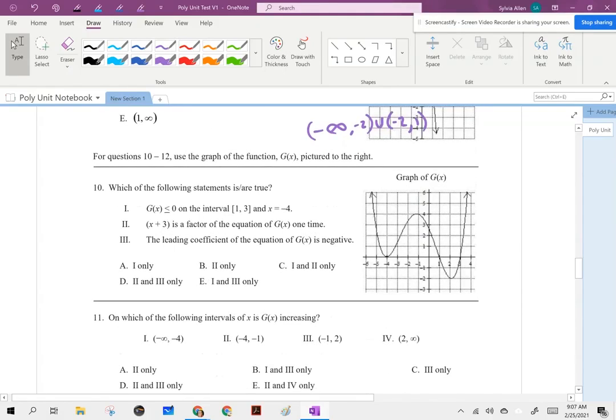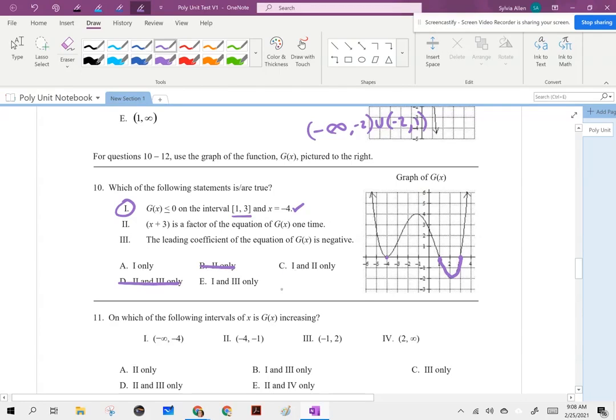All right, number 10, which of the following statements are true? Number 1, g of x is less than or equal to 0, which means it's negative or equal to 0. So it's equal to 0 here, here, negative, and here. All right, so on the interval from 1 to 3, and it's a bracket, so it's including that, and x equals -4. And that's true because it's equal to on that. So I would say that 1 is correct. So let's get rid of all the ones that don't contain a 1.